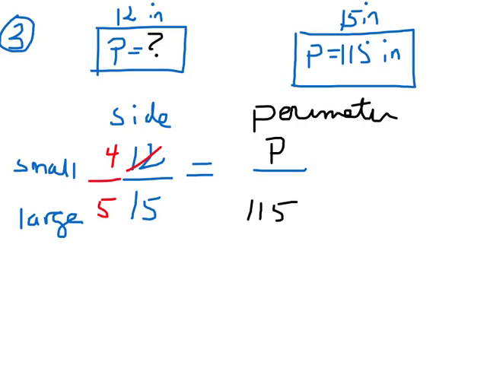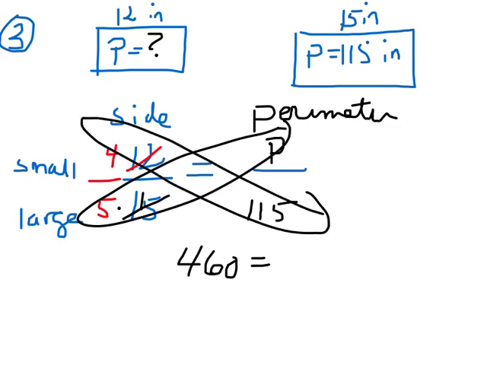4 times 115 would be 460, I think. Let me check that because, again, I'm not trusting the brain. I'm always surprised if it ends up right. Okay, that is right. And then this one would be 5P. Remember, we cross multiply when we have proportions. 460 equals 5P. If I divide both sides by 5, I'll know the perimeter of the smaller figure. 92, good. So that missing perimeter is 92.